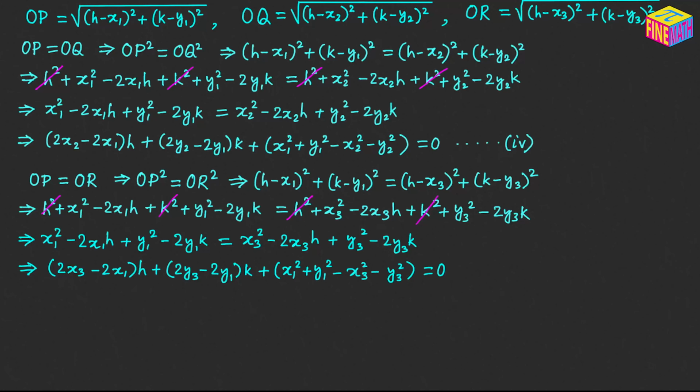And here again, you see we have yet another linear equation in h and k, because x sub 1, x sub 3, y sub 1 and y sub 3, they are all known quantities. So the only unknowns here are h and k. So this equation number 5 is the second new equation that we have been able to create. So now we have two equations in h and k. I mean, we have two linear equations in h and k, and we should be able to solve them and find the values of h and k.